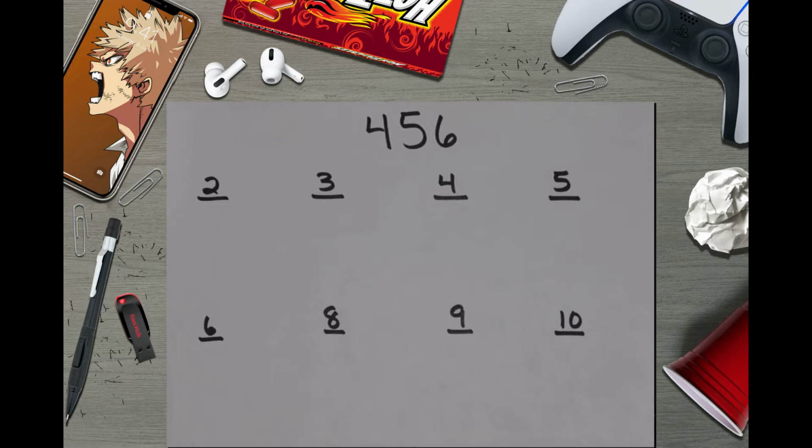If you guys are unaware of divisibility rules, they kind of look like this. They basically let you know if a number can be divided evenly into these numbers. As you can see, I have the number 456 here, and I'm going to see if that is divisible by 2, 3, 4, 5, 6, 8, 9, and 10. So let's go ahead and get into it.